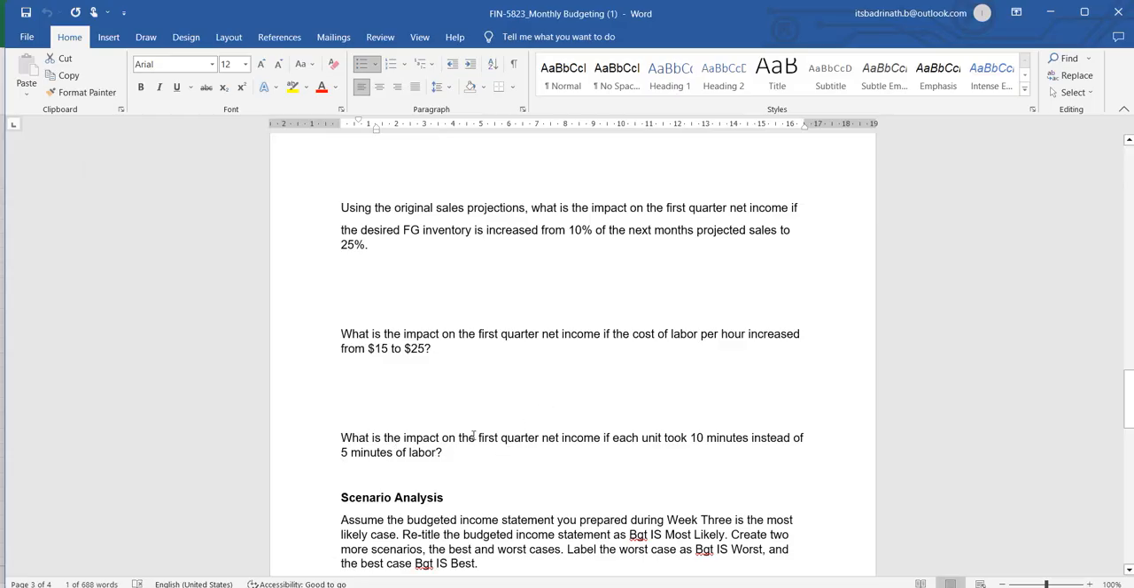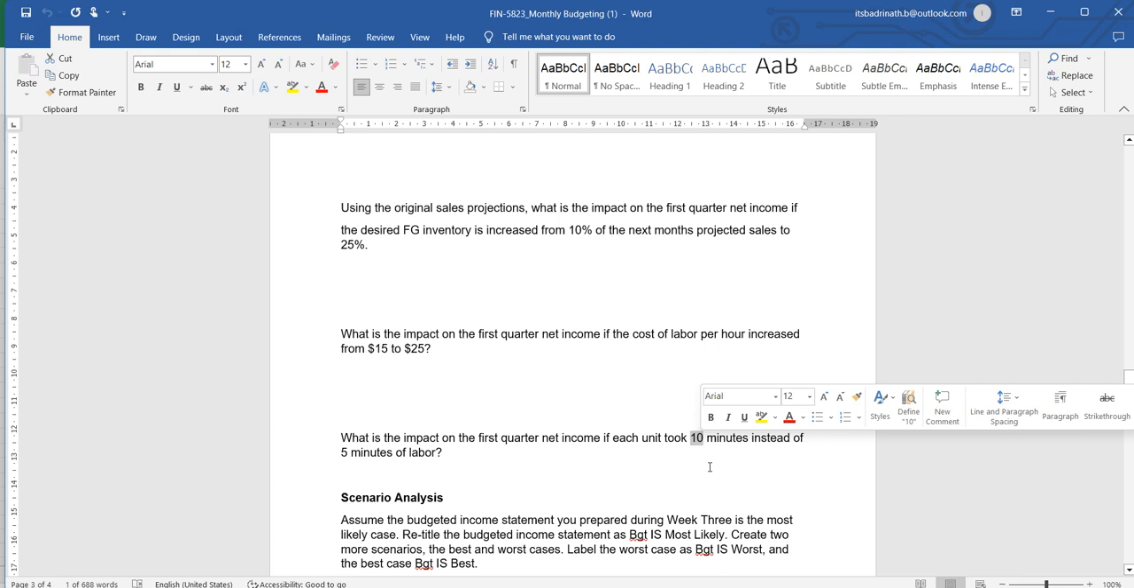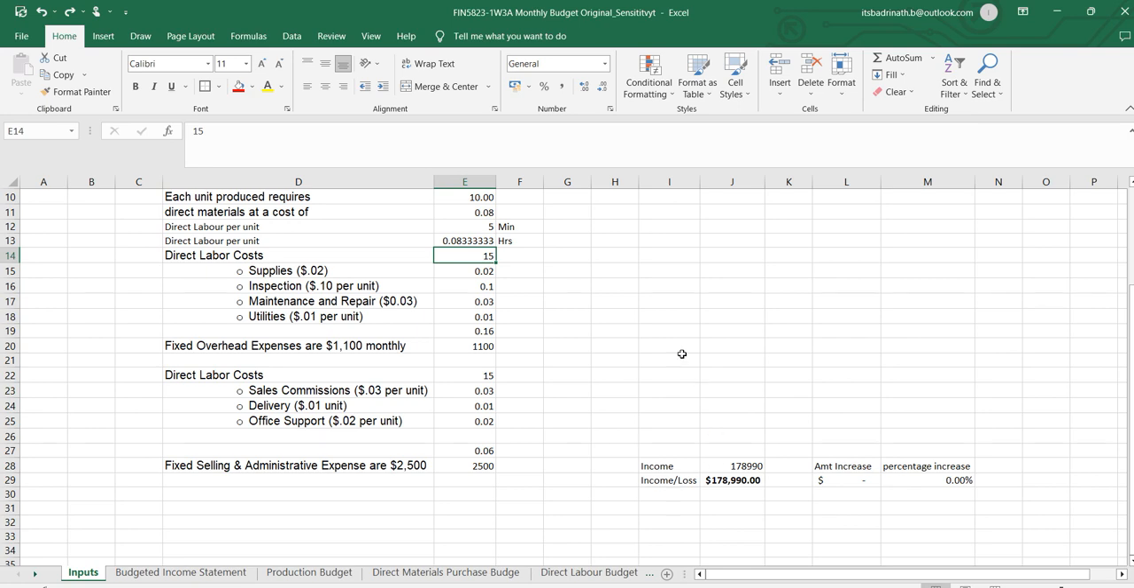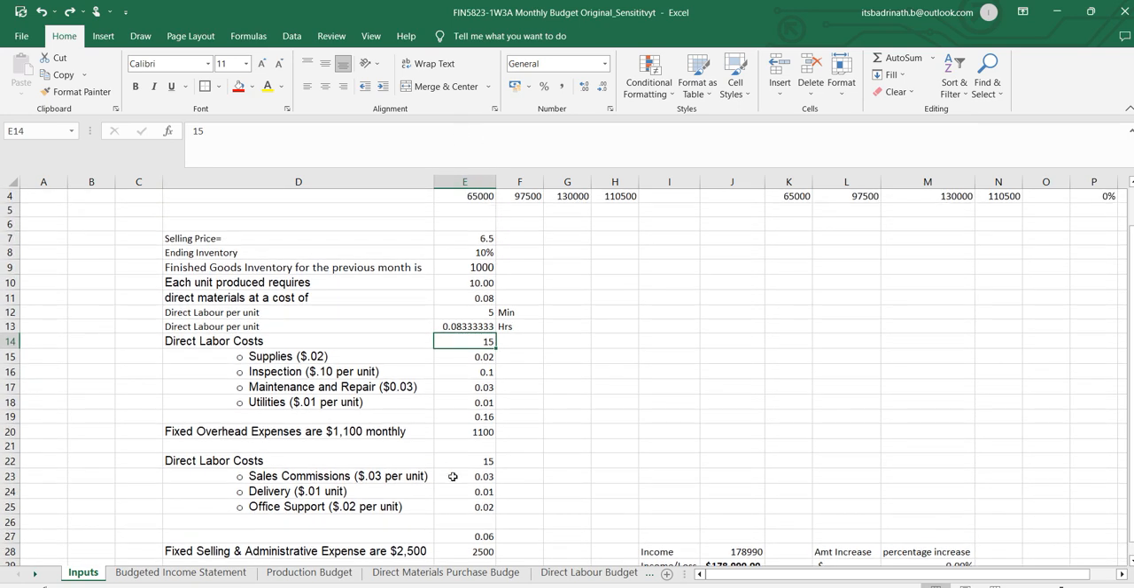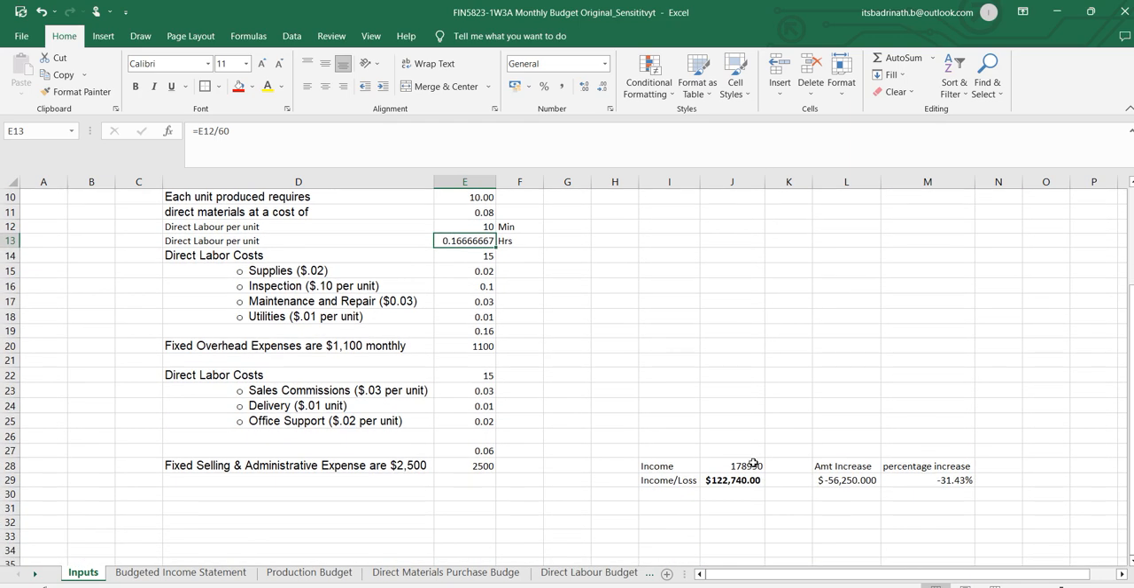last one, what is it all about? First quarter net income. Usually it is mentioned that 5 minutes of labor work will produce 1 unit, right? Now, if it is increased to 10 minutes, what happens? Again, all these are original values. Now I am changing this 5 to 10. If it takes 10 minutes, definitely it reduces again. So the quarterly income that we are making is reduced by 31.43%.